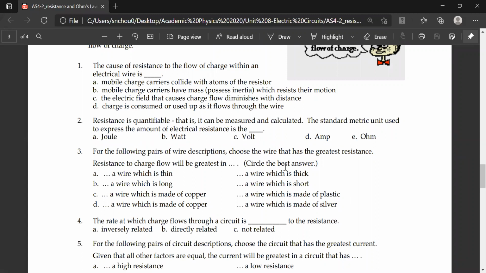The question number 3 on page 3. It says for the following pair of wires, choose the wire that has the greatest resistance. The resistance to charge flow will be greatest in, circle the best answer. So the way you're comparing these is, so for A, in that pair, a wire which is thin, a wire which is thick. Out of these two, which one is true? You pick one.